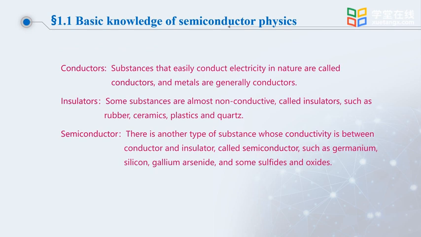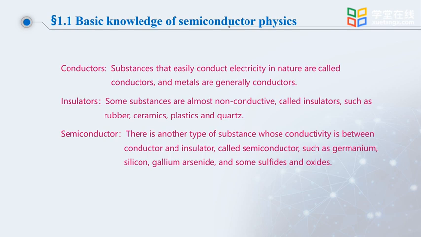Now let's look at the fundamentals of semiconductor physics. Materials in nature can be divided into three types according to their ability to conduct electricity: conductors, insulators, and semiconductors. Conductors, as we have learned, are substances that conduct electricity easily, such as metals. Insulators are almost non-conductive materials, like rubber, ceramics, and so on.